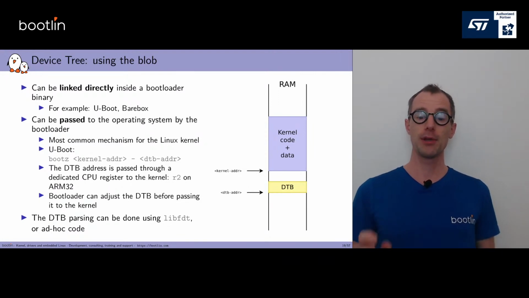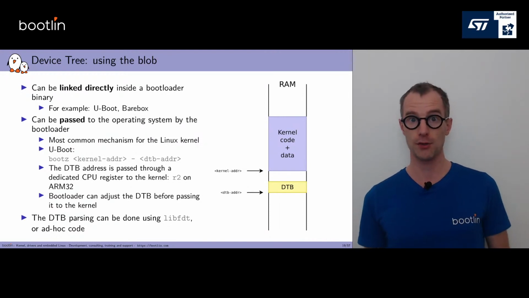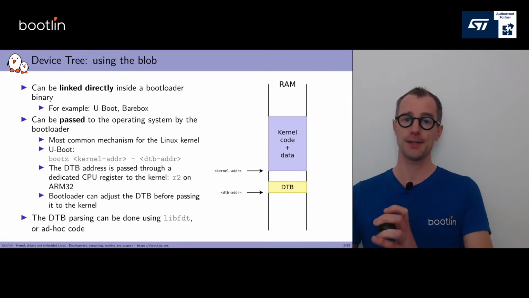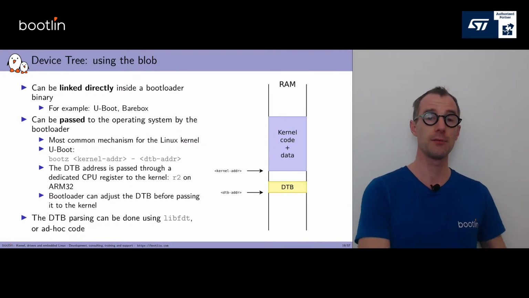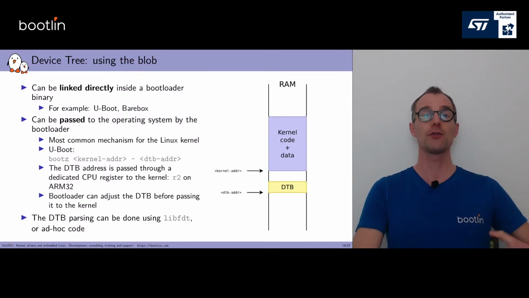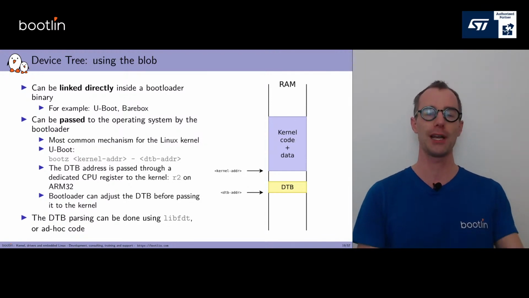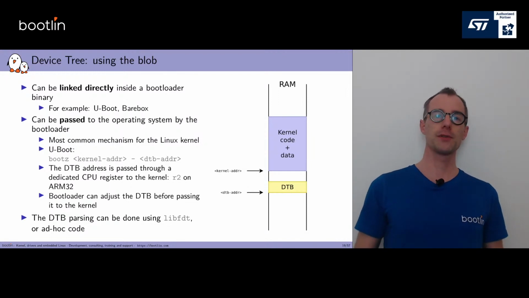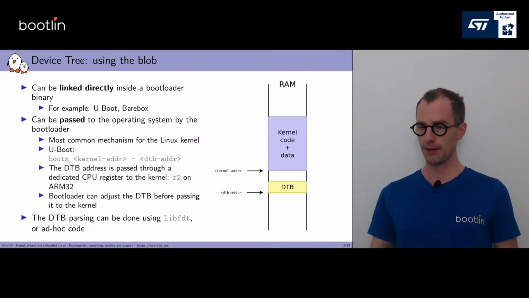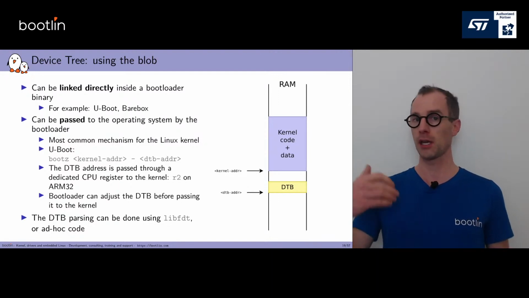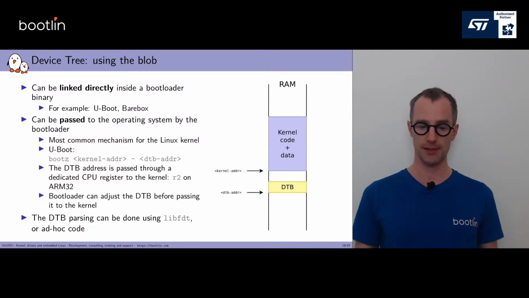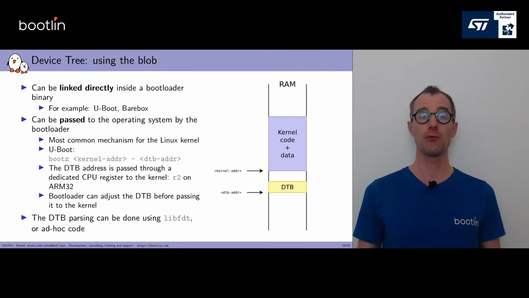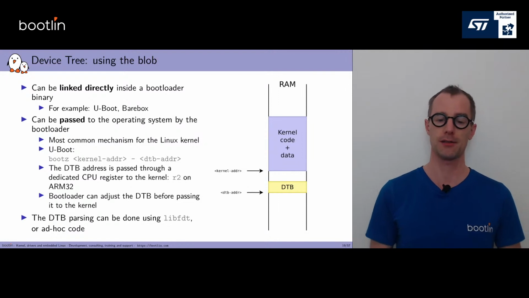The bootloader has the ability to adjust the DTB before passing it to the kernel, and we'll see a few examples later on. Basically, this means that the DTB that the kernel sees may be slightly different than the DTB you have stored on your file system, as the bootloader can do a few changes on the fly to that DTB before handing it over to the kernel. Then the parsing of the DTB can be done using a library called libfdt, which is provided as part of the device tree compiler project, and you can include it into your bootloader or operating system kernel, or using ad hoc code as is done in Linux, because the DTB representation in memory is pretty simple and it's not very complicated to parse.